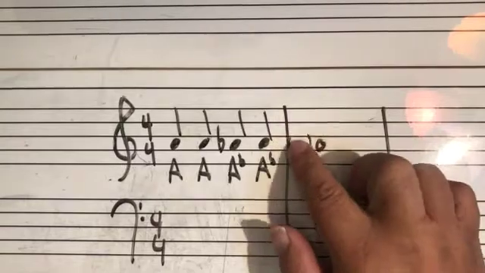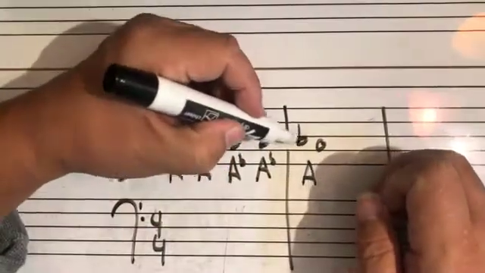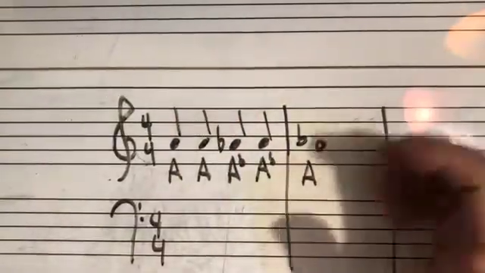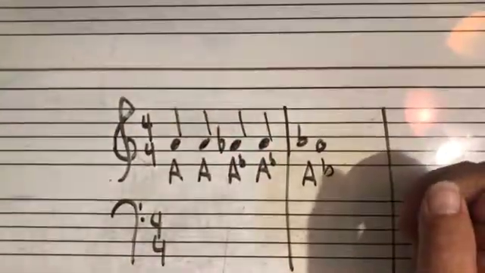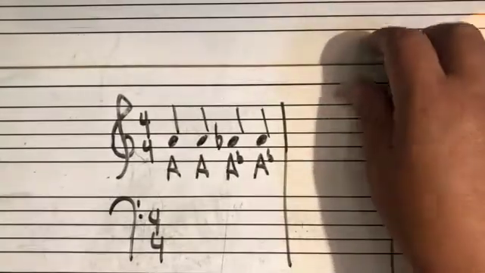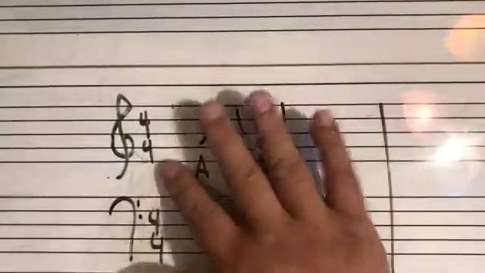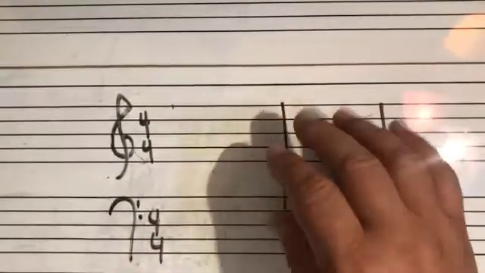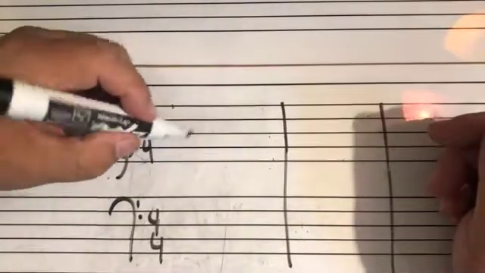Now, if you wanted it to be A flat, you'd have to put a new A flat right there, because the bar line cancels it out. All right, cool. Now let's get a little more complicated. How do flats and sharps behave like this?